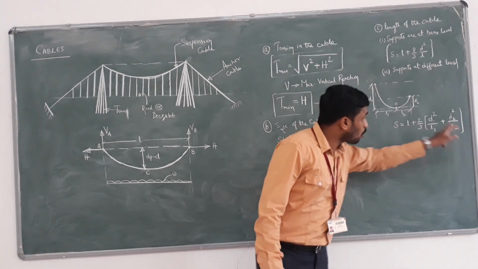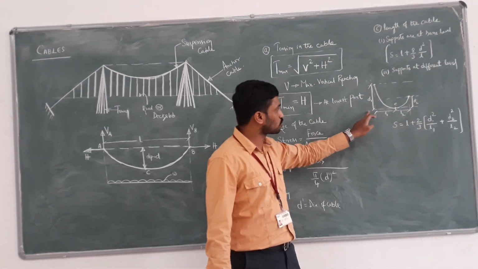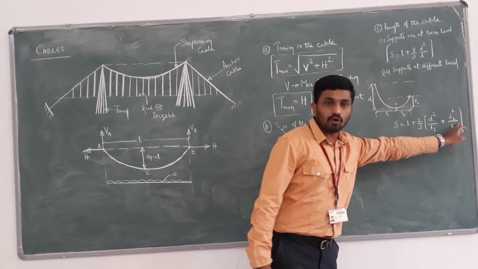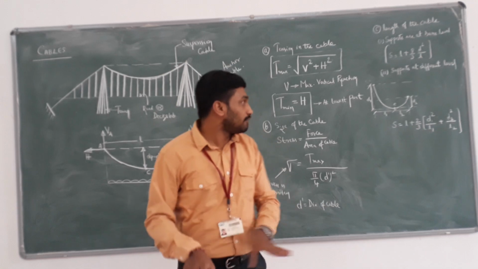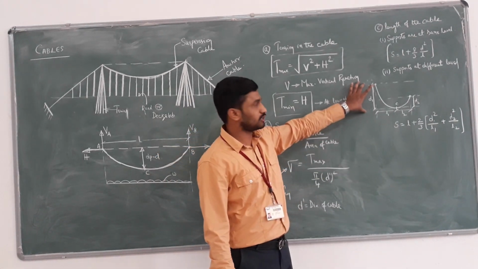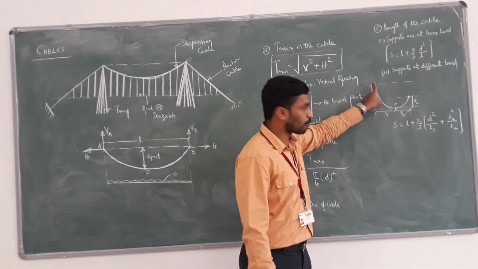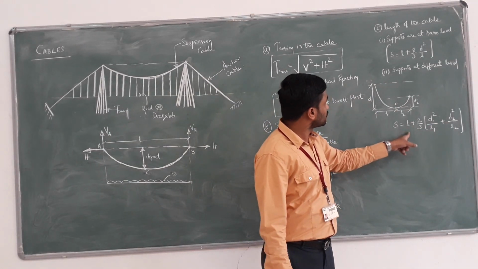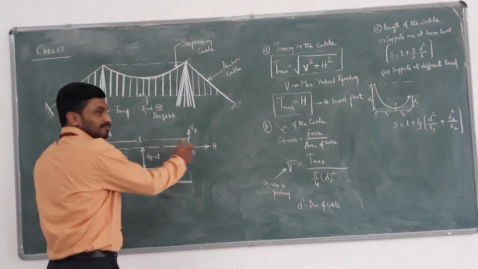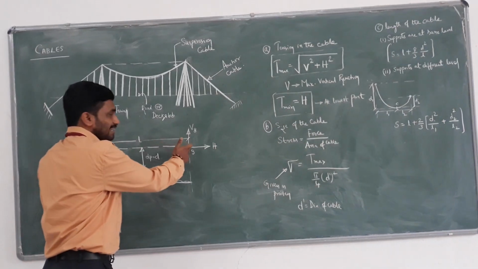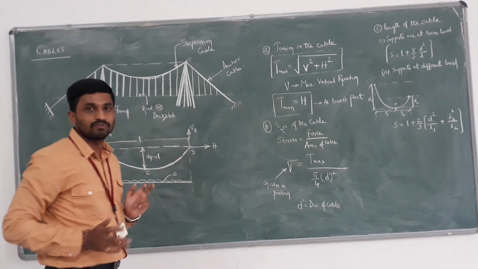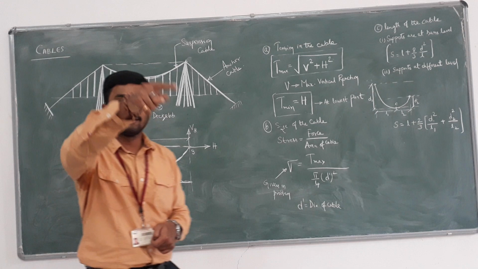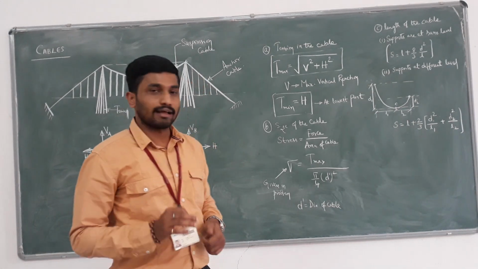Here L1 and L2 are the horizontal lengths with respect to support A and support B from point C. D1 and D2 are not diameters, don't confuse them. D1 and D2 are the depths with respect to supports A and B. Clear? And L is the given span length, don't confuse it with the length of the cable. S is the total length required for the cable.